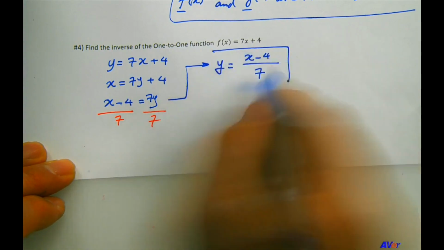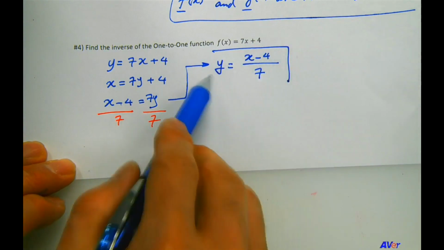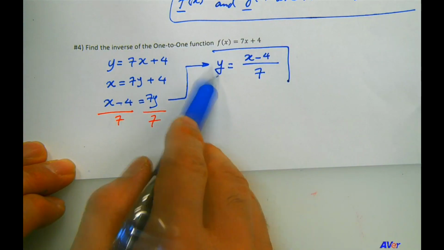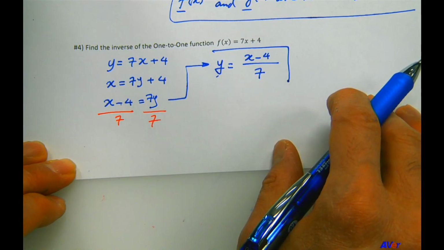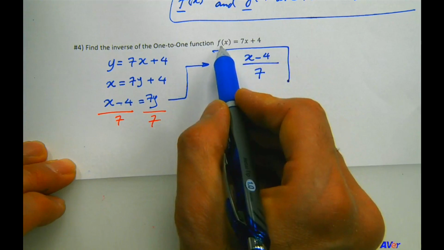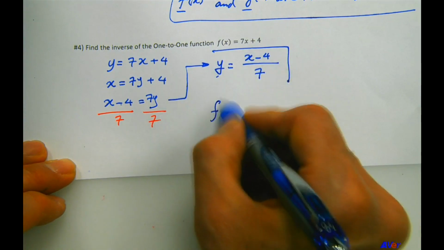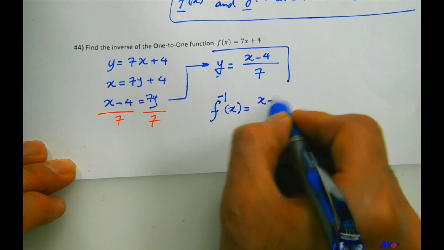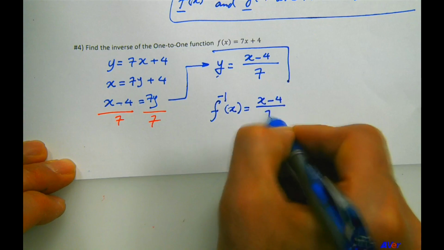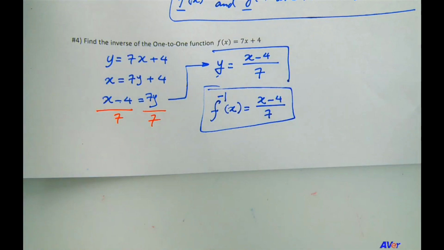Oops, so that's still not the final answer. The final answer is when we replace this y with the proper inverse function notation. The original function was called f of x, so the inverse must be called f inverse of x equals x minus 4 divided by 7. That's the final answer to that.